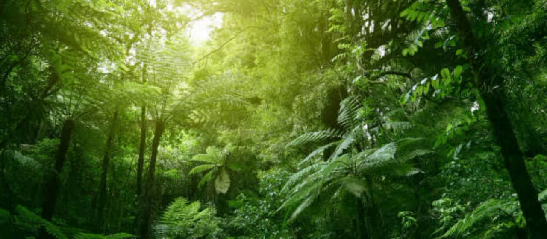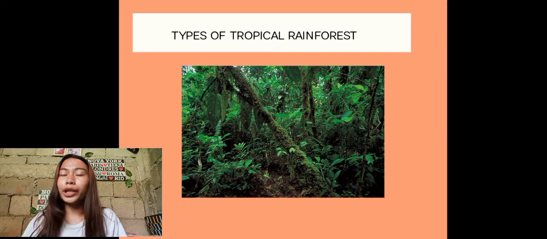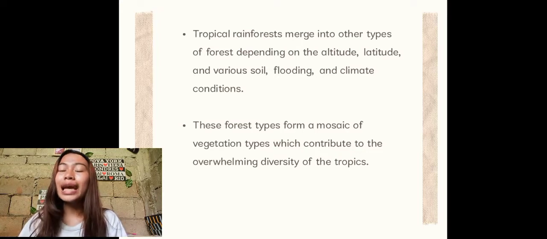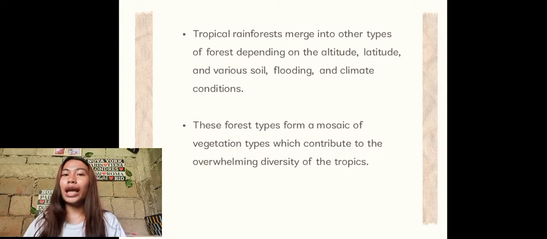Number 6, many products we use on a daily basis come from rainforest plants. Number 7, rainforests help fight global warming. Number 8, rainforests are being destroyed at a pace of 8 million hectares per year. Number 9, we are destroying rainforests via our consumption patterns. Number 10, bold new ideas are being proposed to save rainforests. So now let's go to the types of tropical rainforest. Tropical rainforests merge into other types of forest depending on the altitude, latitude, and various soil, flooding, and climate conditions.